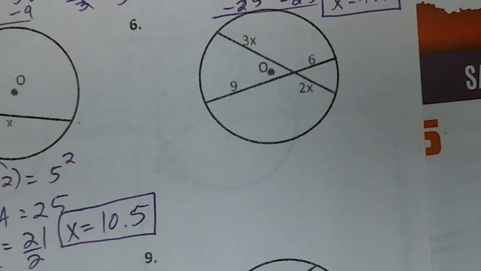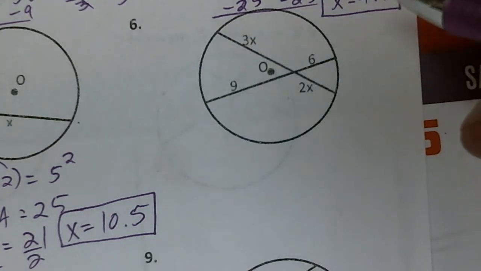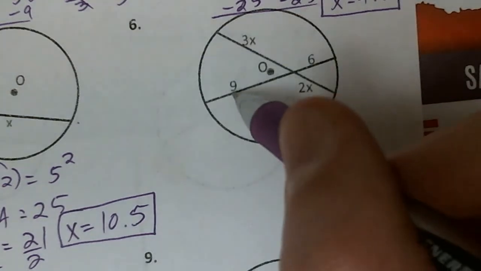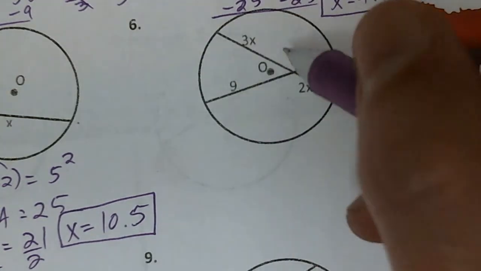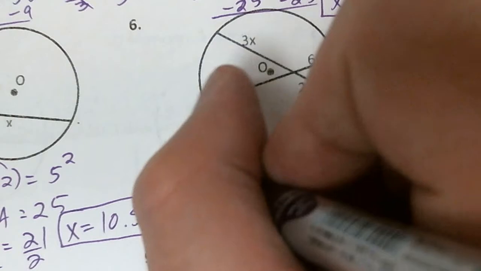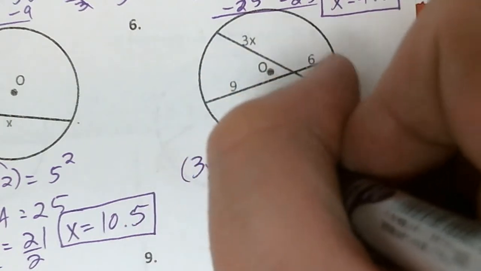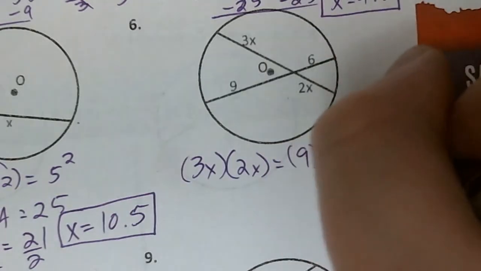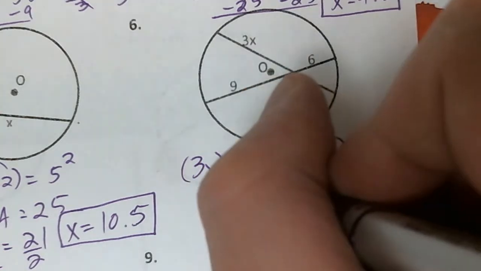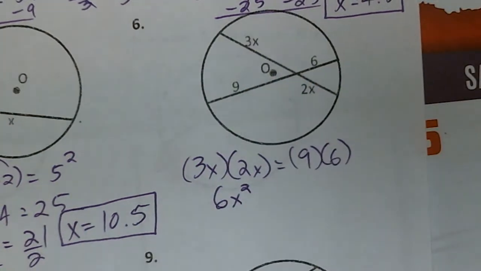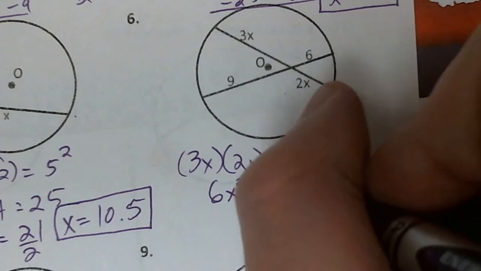All right, welcome back. So hopefully you guys didn't have much of a problem with this. I'm going to do part times part equals part times part. So if I do 3x times 2x, that is going to be equal to 9 times 6. So I've got 6x squared. That is not 6x, that is 6x squared equals 54.